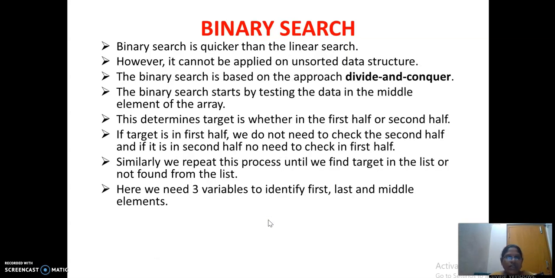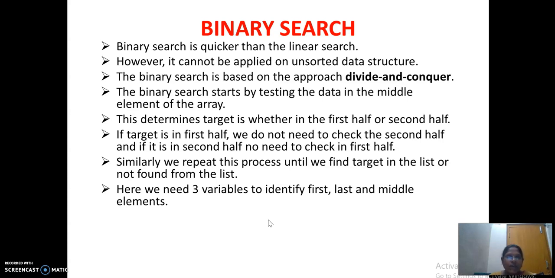Binary search is quicker than the linear search. When compared with linear search, binary search is very fast. Why? Because you are going to perform the search on only one half of your list. However, it cannot be applied on unsorted data structures. Previously, we have seen linear search can be performed on sorted and unsorted lists, whereas here you are not going to perform the binary search on an unsorted list. You are going to perform it only on a sorted list.